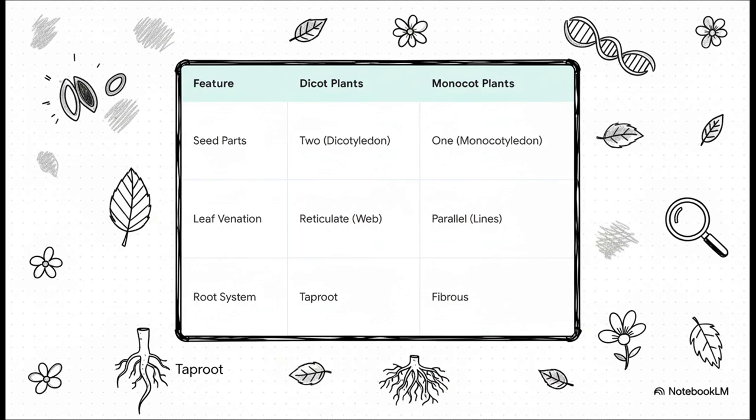Listen carefully. Dicot plants have two seed parts, web-like reticulate leaves and a taproot. Monocot plants have one seed part, railway track parallel leaves and fibrous roots. Please remember this connection. It's almost a guaranteed exam question.